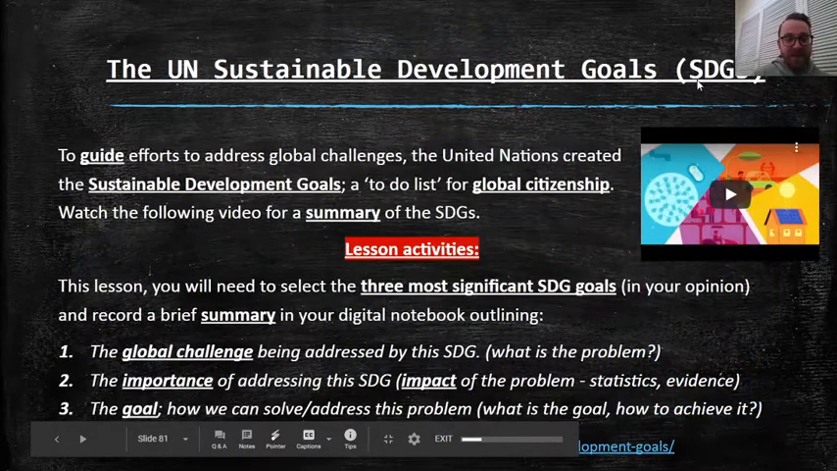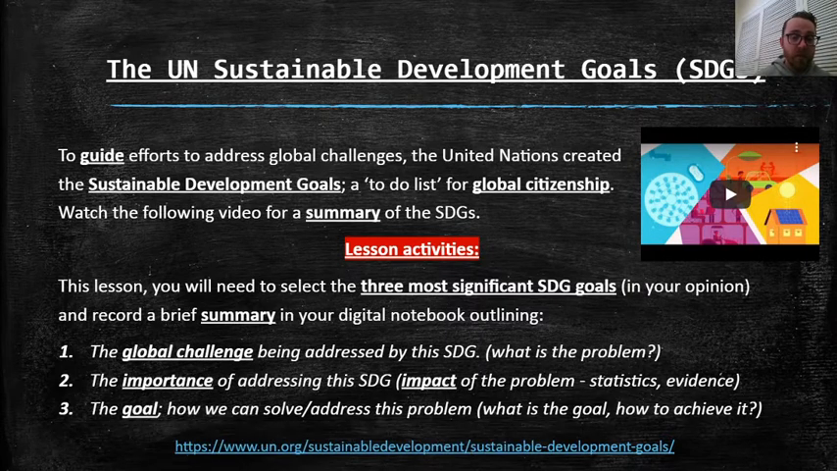What I would like you to do is watch the video, and then this lesson, your main lesson activity, is going to be selecting the 3 most significant SDG goals in your opinion. So humanities, no wrong answer as long as you can justify your response, explain why you are right. So go through the list and pick out the 3 most important goals. Then I'd like you to record a brief summary in your digital notebook for each of those 3 goals.